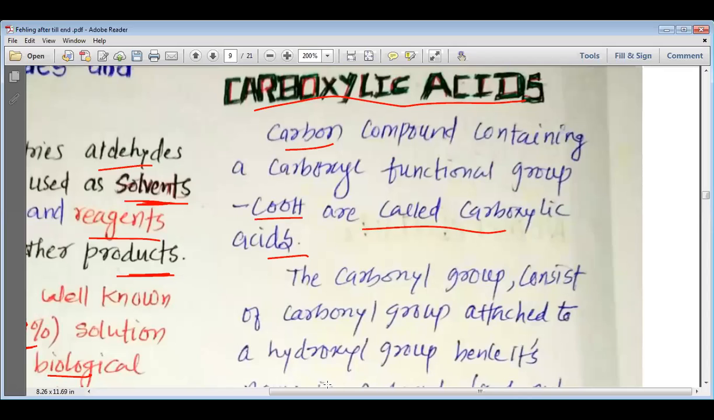Formaldehyde, which is a 4% solution of formaldehyde in water, is used in the biology lab for preservation of the various biological specimens. The formaldehyde is also used for the preparation of bakelite, which is a phenol formaldehyde. Formaldehyde is also used for the preparation of urea formaldehyde glue.